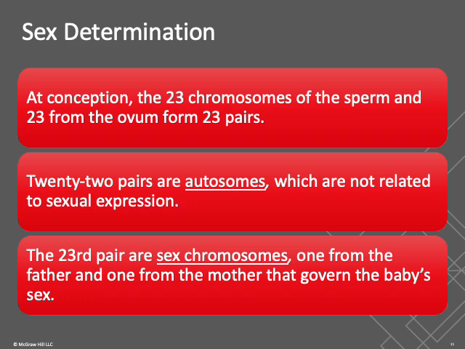At conception, the 23 chromosomes of the sperm and 23 from the ovum form 23 pairs. 22 pairs are autosomes, which are not related to sexual expression. The 23rd pair are sex chromosomes, one from the father and one from the mother, that govern the baby's sex.